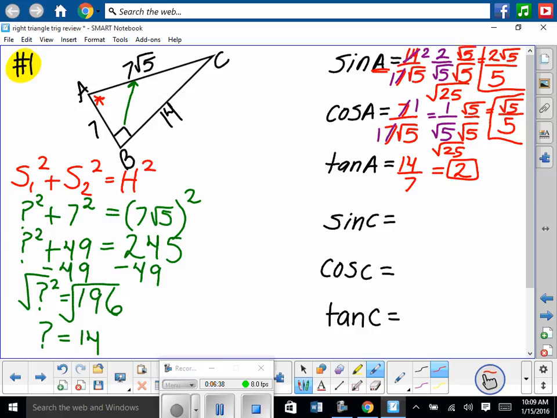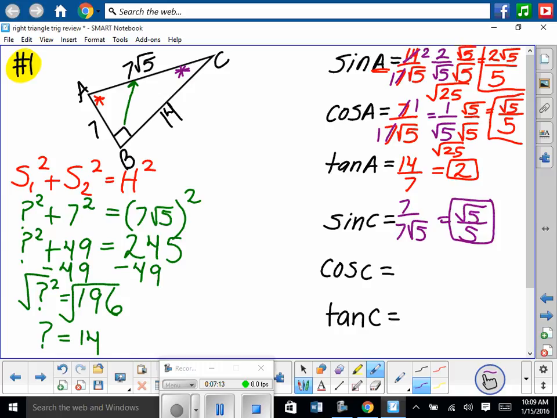Now we're going to find sine of C. So now I'm going to refocus, and now I'm looking at angle C. Sine is opposite over hypotenuse. So 7 over 7 square roots of 5, right? Opposite over the hypotenuse. Now look, isn't this what we have right here? We know what it simplifies to. So I'm going to write it: square root of 5 over 5.